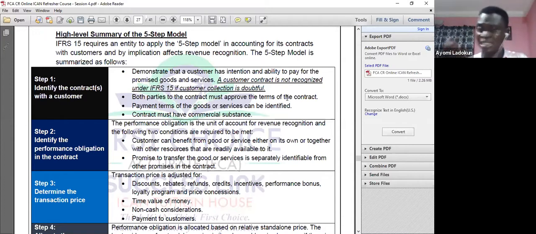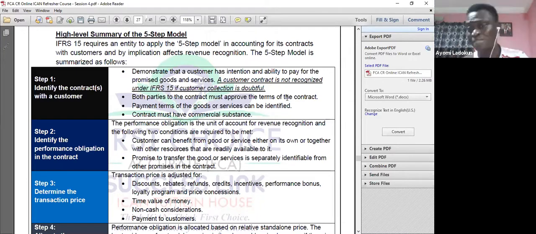Then both parties to the contract must approve the terms of the contract. The payment terms must be known. How do I pay? Do I pay by instalments? Do I pay outright? Payment terms for the goods or services must be identified, and the contract must have commercial substance. What is the meaning of commercial substance? It simply means economic benefit will flow to you. So it must have commercial substance. Those are the criteria that must be met.